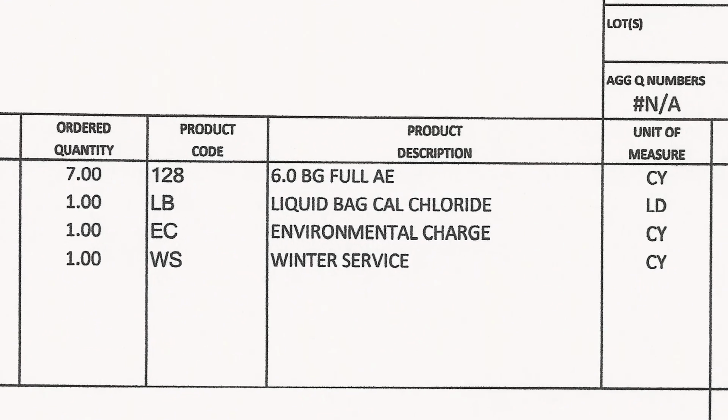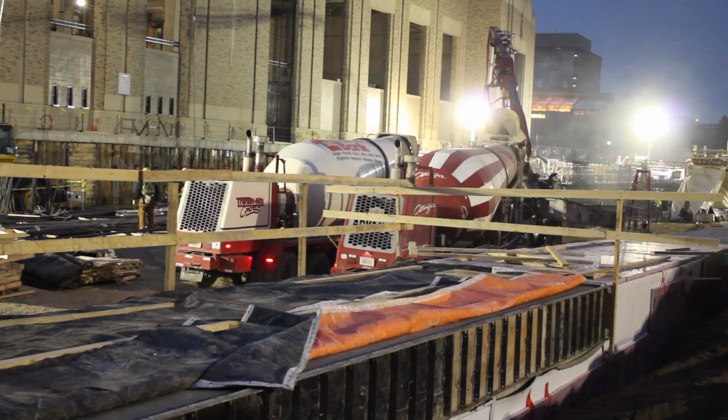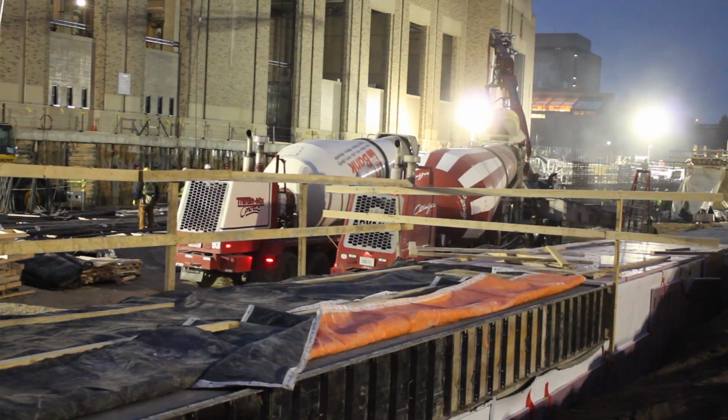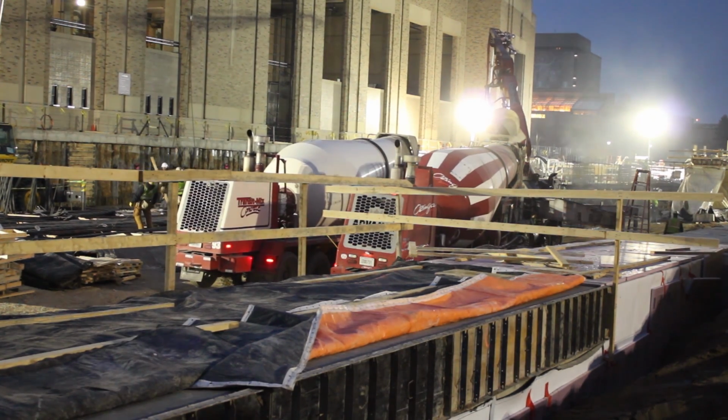Some plants also have chloride accelerators in bag form, so that it can be added on the job to prevent the concrete from starting to set in the drum. Another type of admixture you will encounter is water reducer. These chemicals increase the slump of the concrete without adding any excess water.